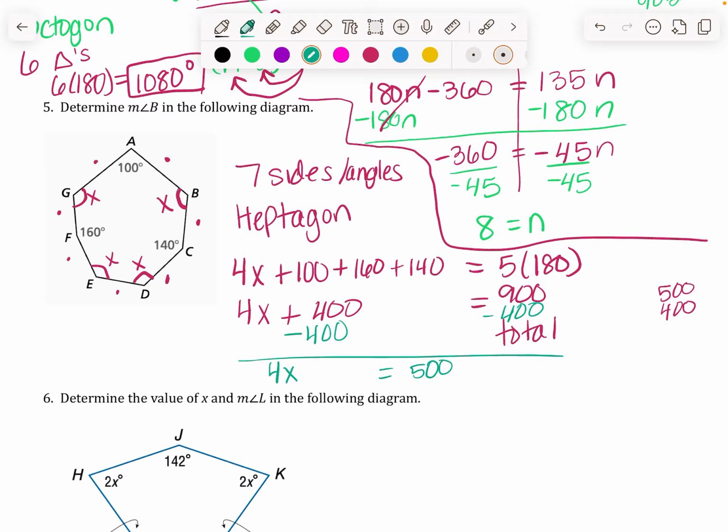And we want those to all be the same. So we're going to divide it into 4 equal pieces. And when you're dividing by 4, cut it in half, which would be 250. And then cut it in half again, which would be 125. So that means that each of those angles would be 125 degrees. So our question asked us to find the measure of angle B. So the measure of angle B would be 125 degrees.